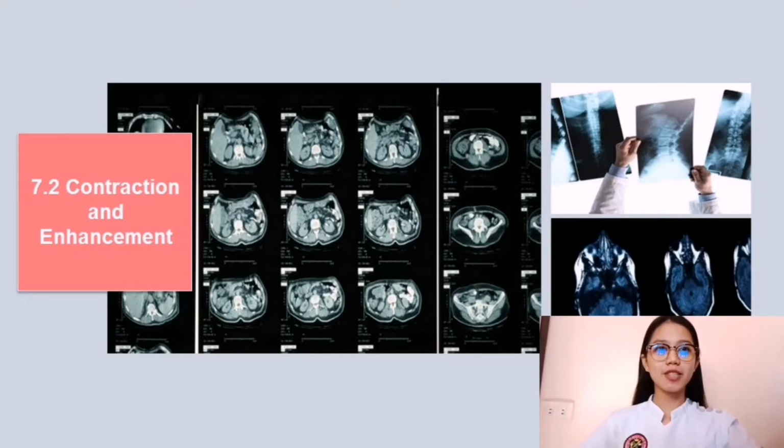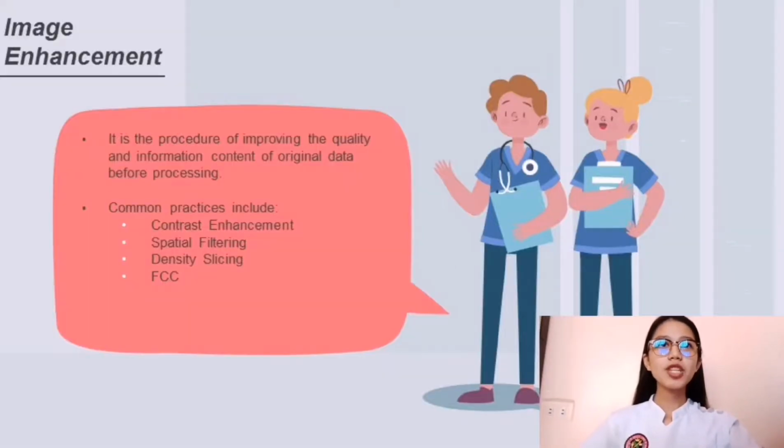Contrast and enhancement. Image enhancement is the procedure of improving the quality and information content of original data before processing. Common practices include contrast enhancement, spatial filtering, density slicing, and FCC.